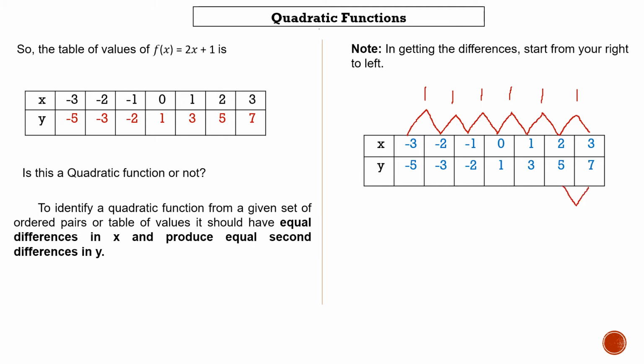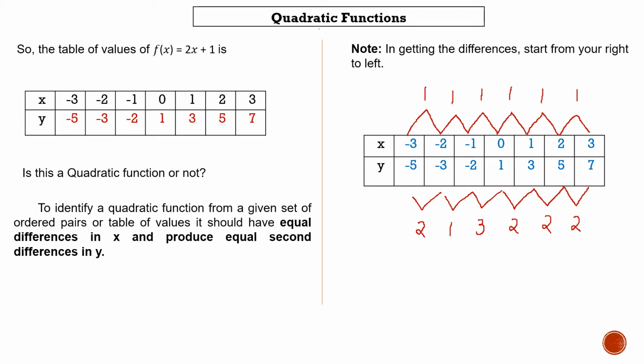7 minus 5, 2. 5 minus 3, 2. 3 minus 1, 2. 1 minus negative 2 is positive 3. Negative 2 minus negative 3 is positive 1. Negative 3 minus negative 5 is positive 2. The first differences in y are not equal, but we need the second differences.